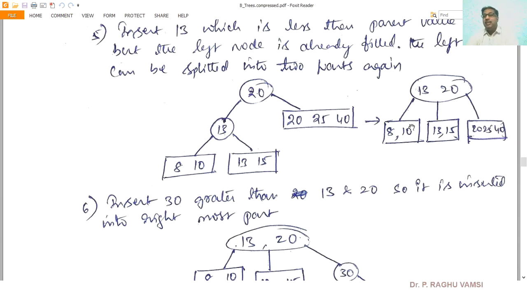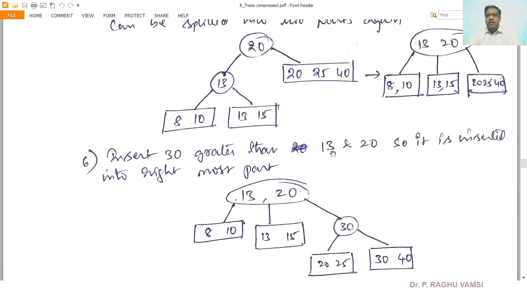But in a B tree, if I want to get the elements greater than 13 and less than 20, you immediately go into the middle and get those elements. This is how B trees are advantageous in databases. Okay, next we'll move on to the insertion of the remaining elements.